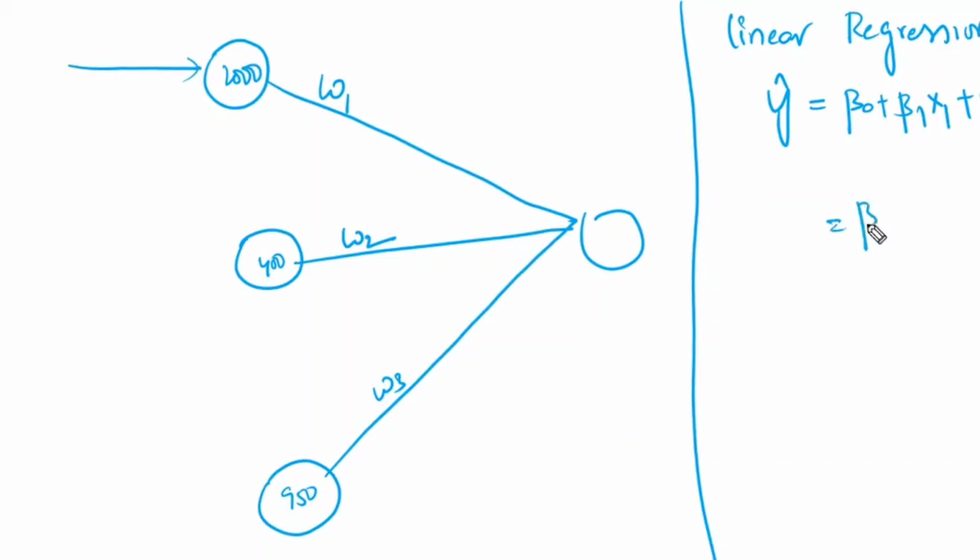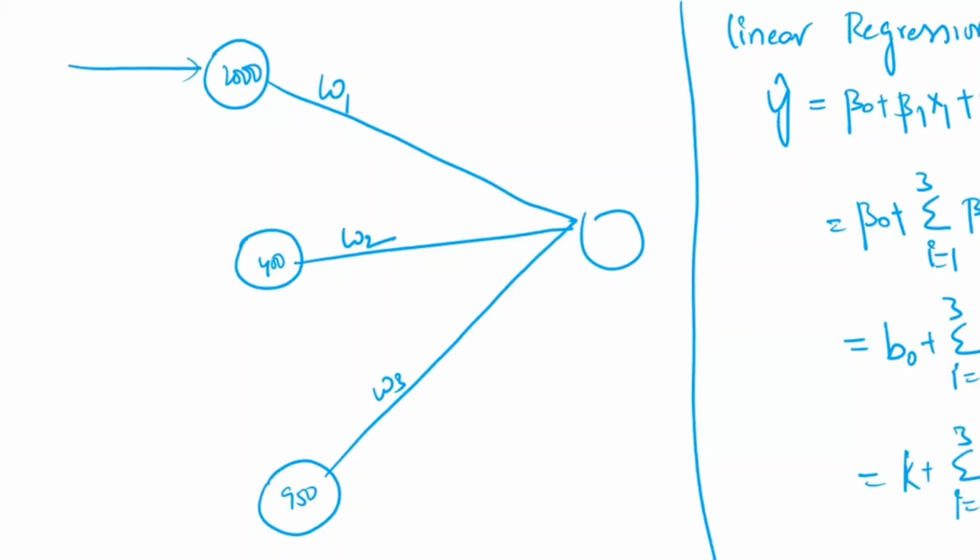Now, can I write the same thing as beta naught plus sigma i equals 1 to 3 beta i xi? Same thing, right? Starting from i equals 1, ending with 3. Is that okay? Now, these notations beta naught and beta i, instead of beta i, I am writing b naught plus sigma i equals 1 to 3 bi xi. Can I write that? Why not? Because they are just notations only, right?